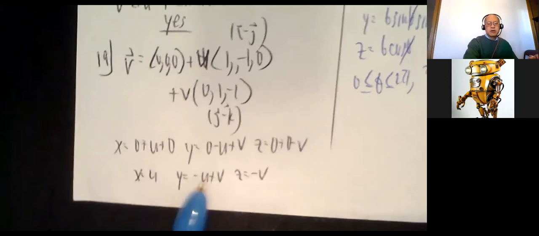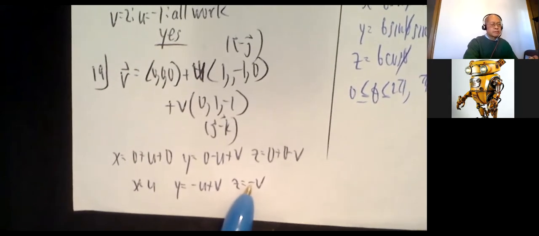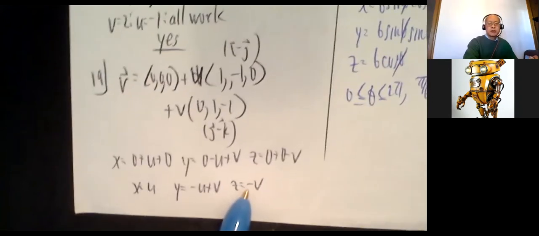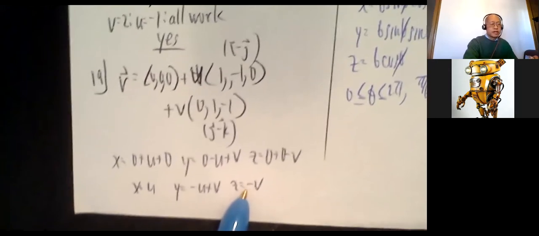Okay, so X is equal to U. Y is equal to negative U plus V. Z is equal to negative V. All right, so that's a representation of this. So you have to get it down to two variables, U and V, in this particular case.